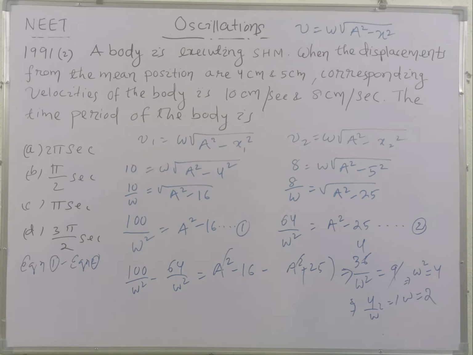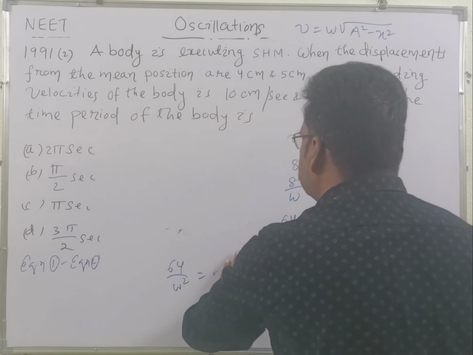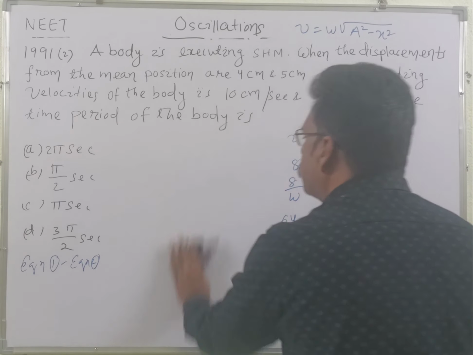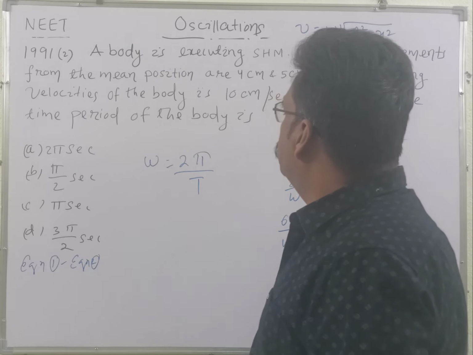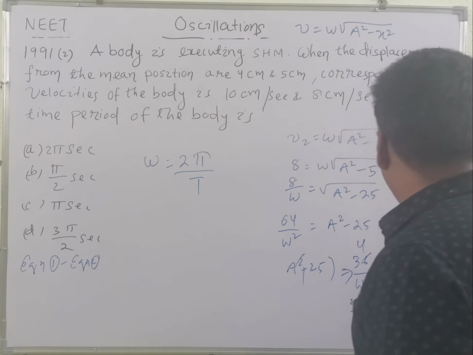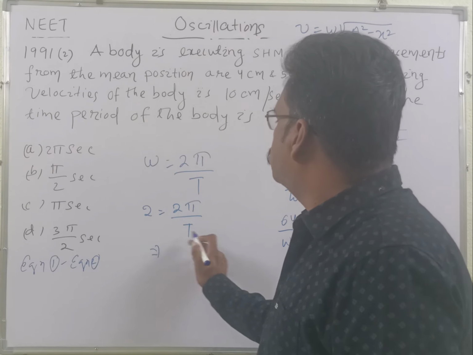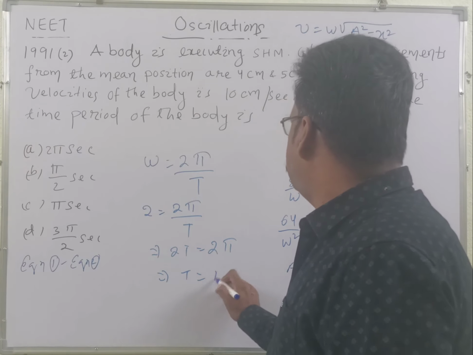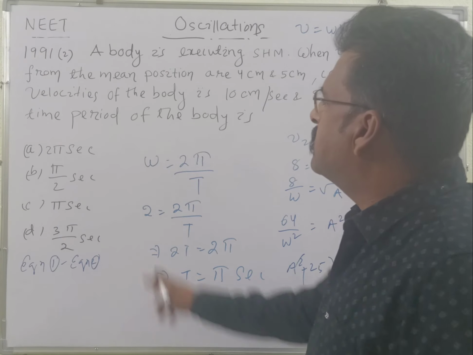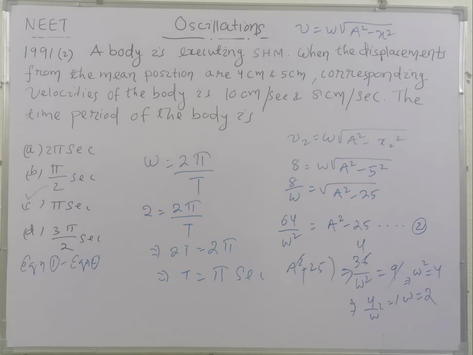Okay? Omega, or the angular velocity of the body, is 2. And what is the relationship between omega, the angular velocity, and the time period, student? You know that is a very famous relation. Omega is equal to 2 pi by T. So this 2 is equal to 2 pi by T, which implies 2T is equal to 2 pi, or T is equal to pi second. So, where is the option? Option C gives pi second. So option C is correct, students, for this question.